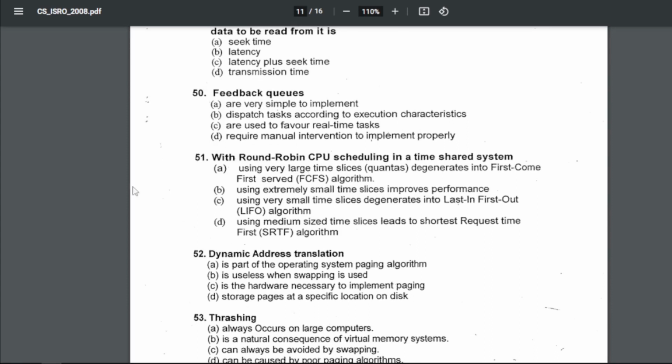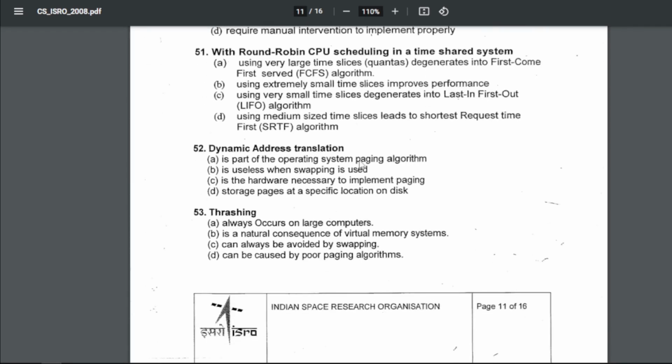50 is feedback queues what? So basically feedback queues dispatch tasks according to execution characteristics, right? Remember that feedback queues dispatch tasks according to execution characteristics. 51 is with round robin CPU scheduling in a time shared system, what happens using very large time slice quantas? It degenerates into first come first serve FCFS algorithm. So again, round robin CPU scheduling in a time shared system using very large time slice quantas degenerates into first come first serve algorithm. So A will be the answer.